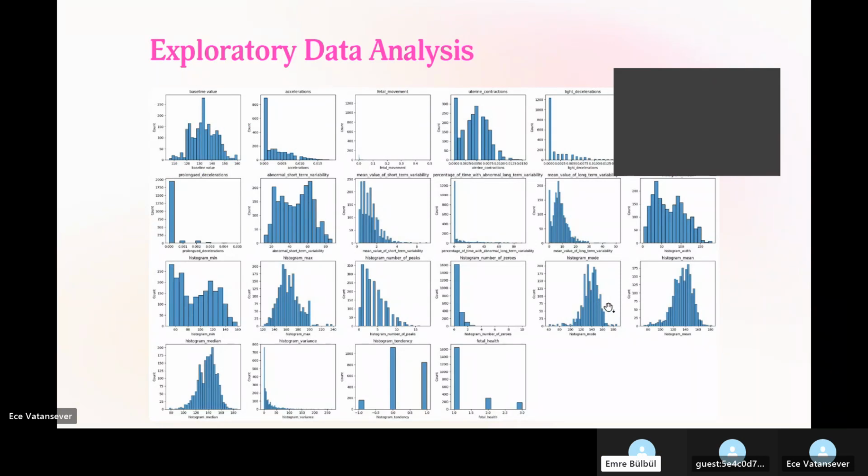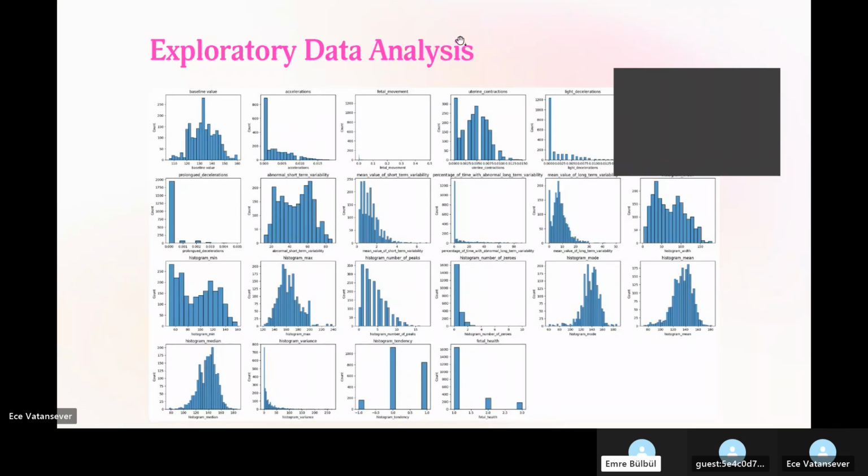Hello, my name is Emre, and I will talk about the exploratory data analysis part of our project. In this slide, you can see a histogram plot for each feature in the data frame. While some of the data are left skewed, some of them are right skewed, and some of them appear to be normally distributed. For example, if you look at the first plot, you can see that it is normally distributed. But if you look at the one next to it named acceleration, you can see that it is left skewed.